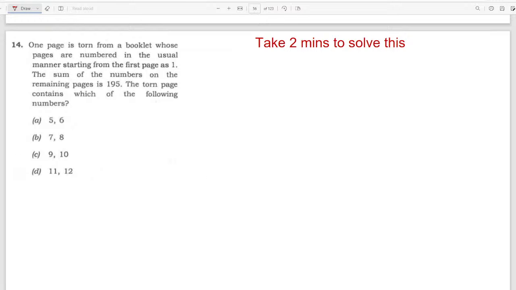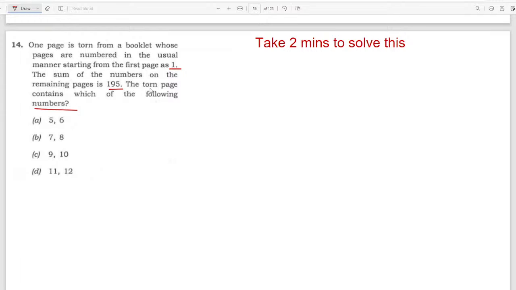So what they're saying is one page is torn from a booklet whose pages are numbered in the usual manner, starting from the first page as 1. The sum of the numbers on the remaining pages is 195. The torn page contains which of the following numbers.